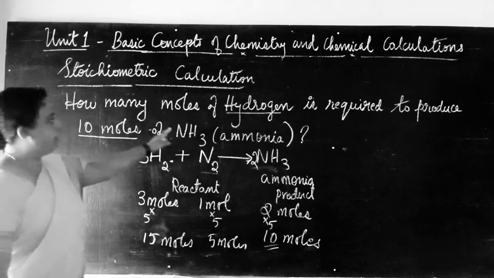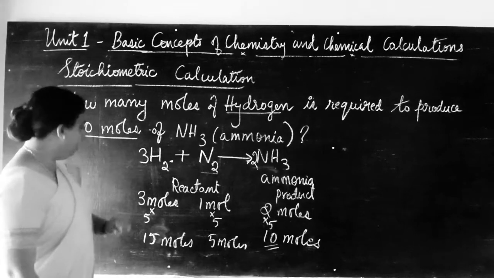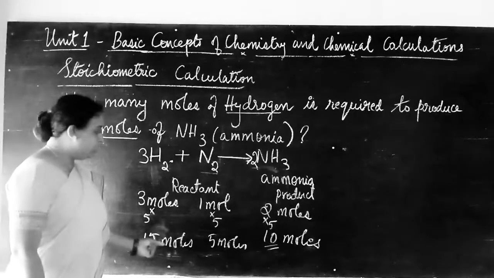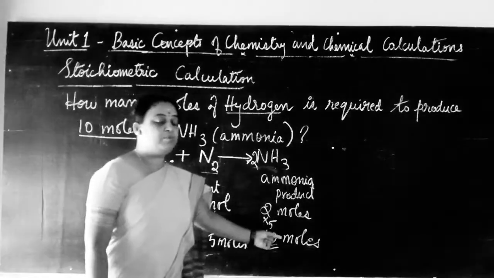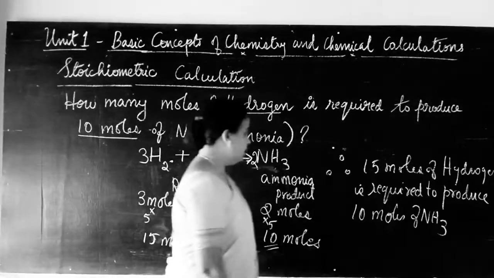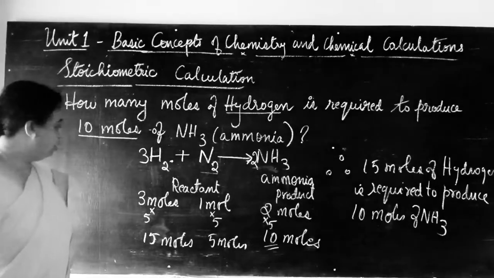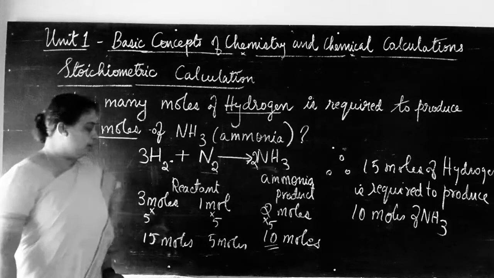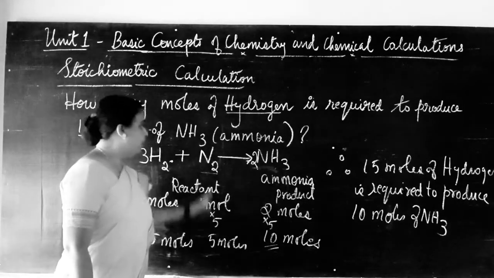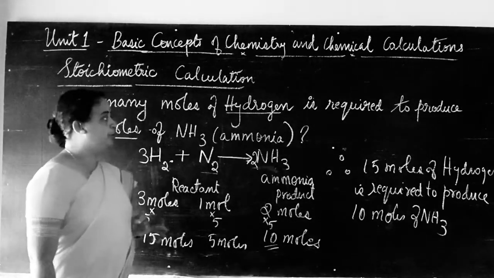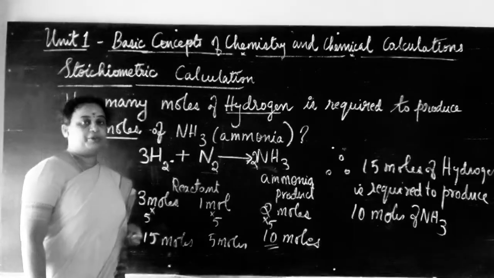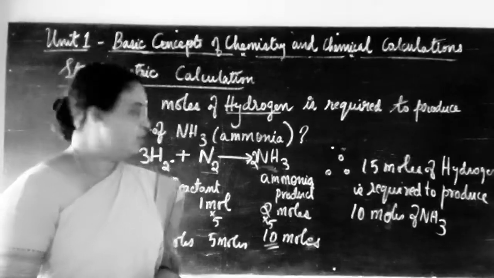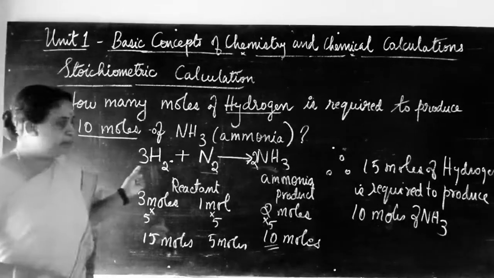So how many moles of hydrogen is required to produce 10 moles of ammonia? Yes, 15 moles of hydrogen is required to produce 10 moles of ammonia. Very simple. Now, how many moles of nitrogen is required to produce 10 moles of ammonia? Of course, 5 moles of nitrogen is required to produce 10 moles of ammonia. So the problem is solved here. Yes, so very simple.